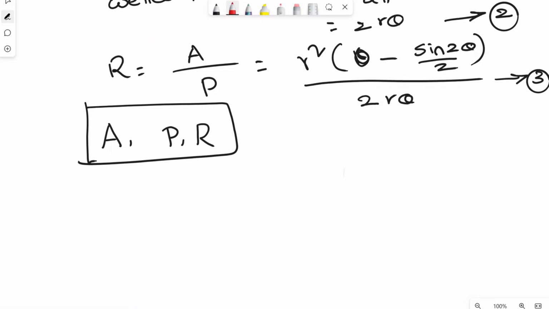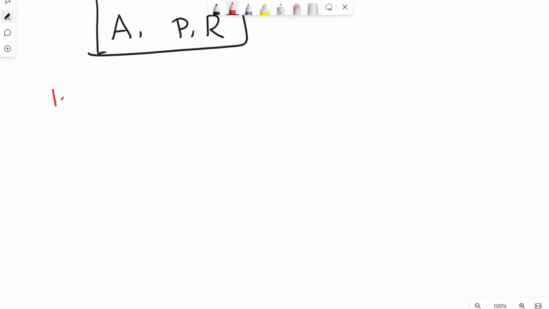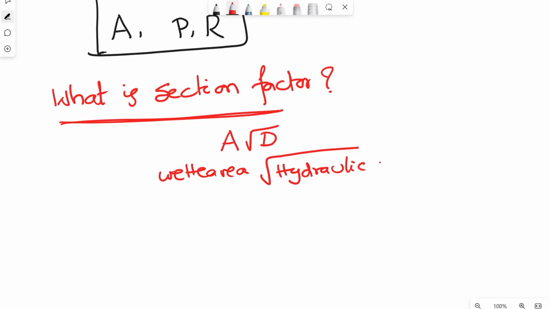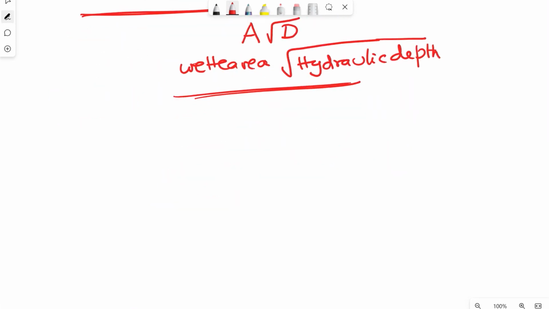Before closing this topic, there are two more things. What is section factor? This is something we come across while doing problems, and you can get it in a quiz also. Section factor defines the shape of the section. It is basically A root D, the wetted area times the square root of hydraulic depth. This is what we call the section factor. Very important, and in problems also sometimes they ask.